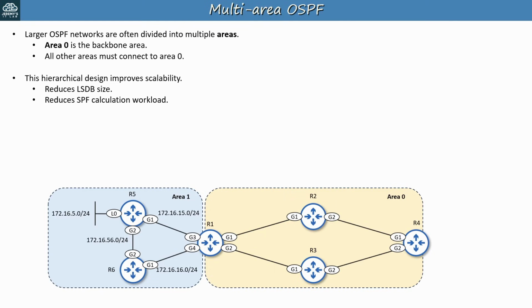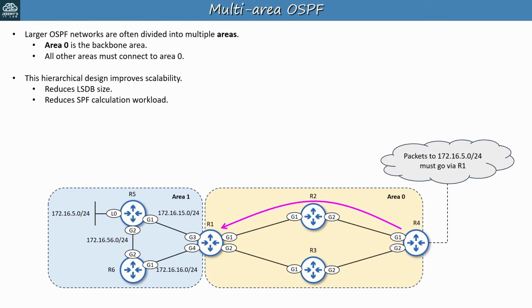Let's say R4 on the right wants to send a packet to 172.16.5.0/24, R5's connected LAN on the left. R4 knows that packets to that subnet must go via R1, so the packet goes to R1, which forwards it to R5. Simple enough.